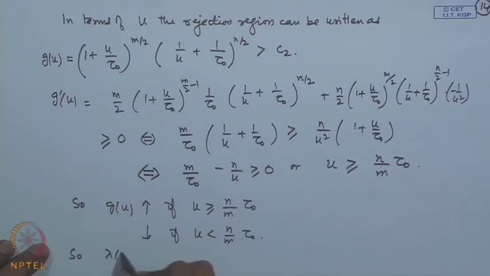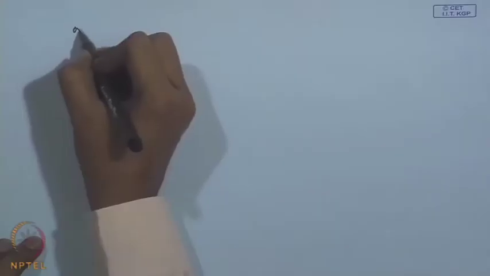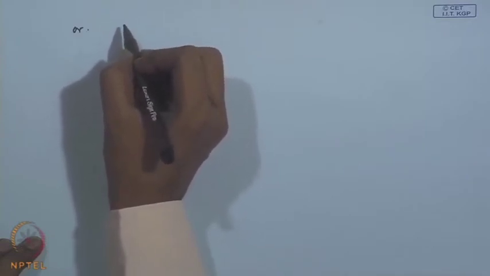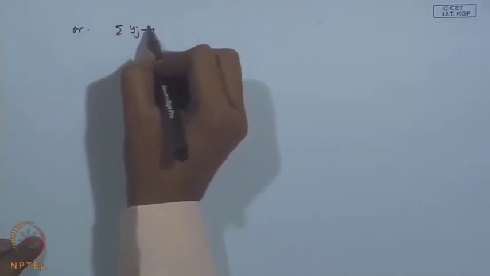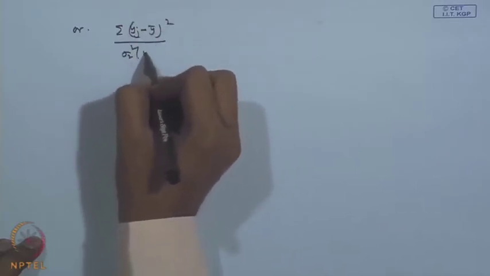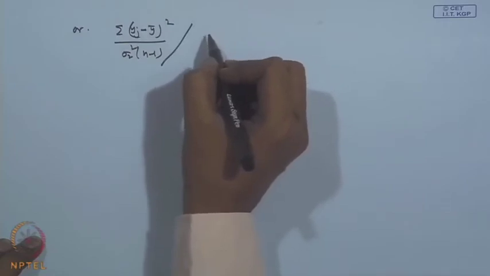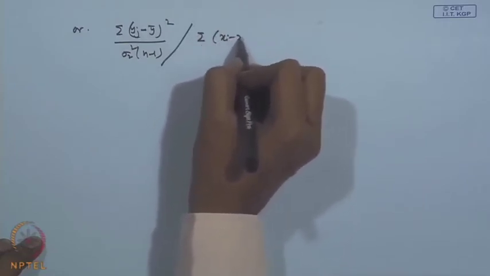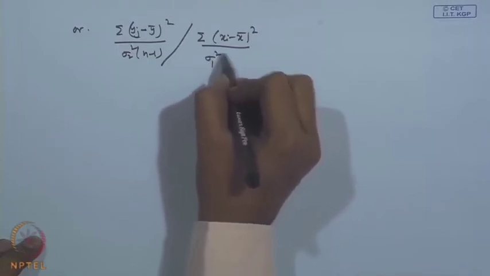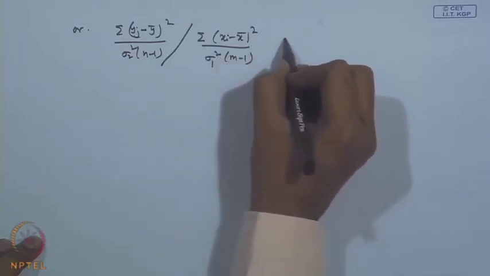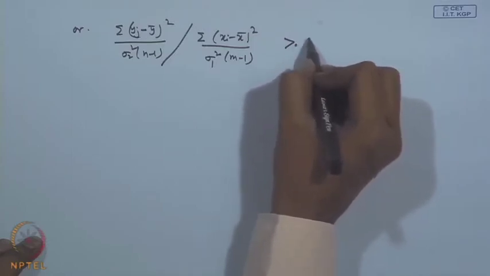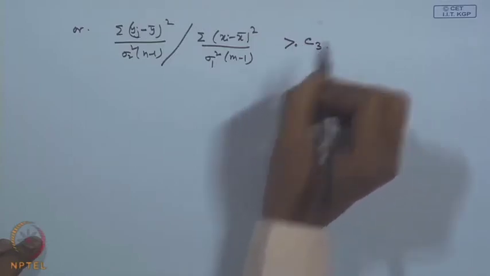So, the condition λ(x, y) less than c is then equivalent to u greater than or equal to n/(m τ0), or we can write it in terms of [Σ(y_j − ȳ)²/(σ2²(n − 1))] divided by [Σ(x_i − x̄)²/(σ1²(m − 1))] greater than, say, some C3.